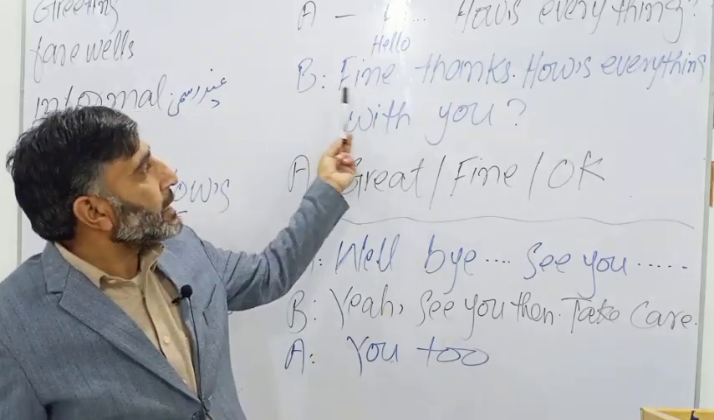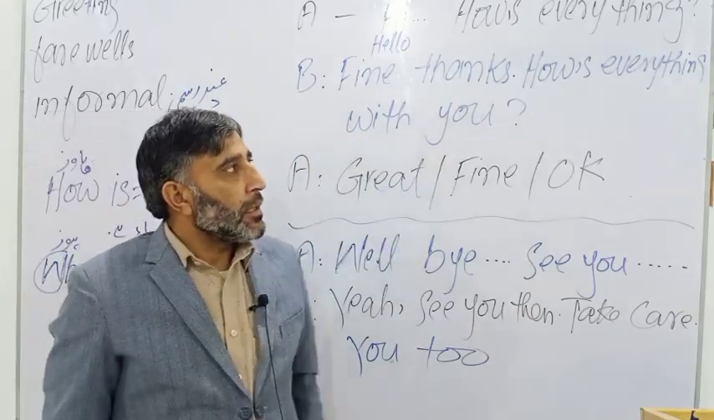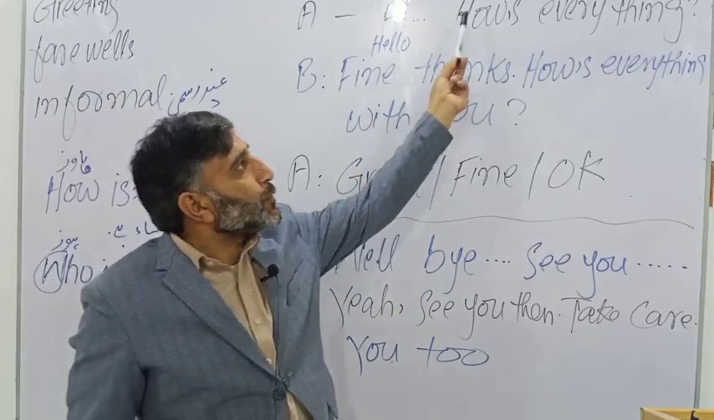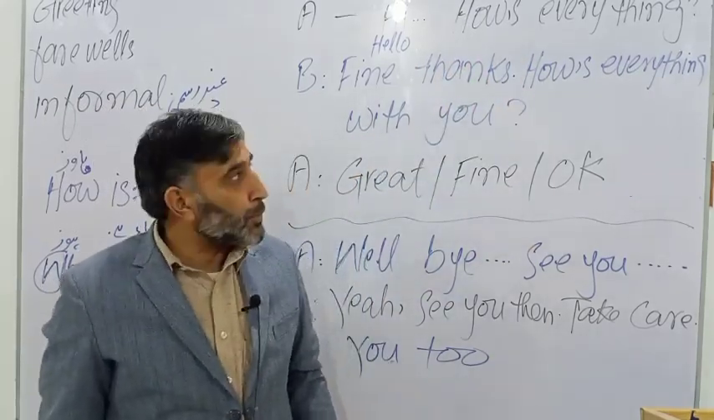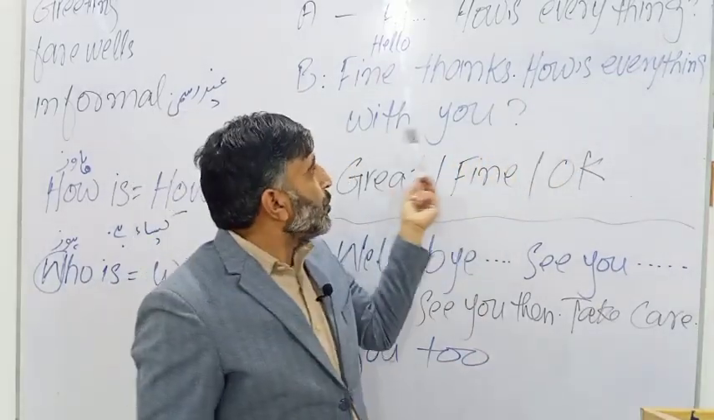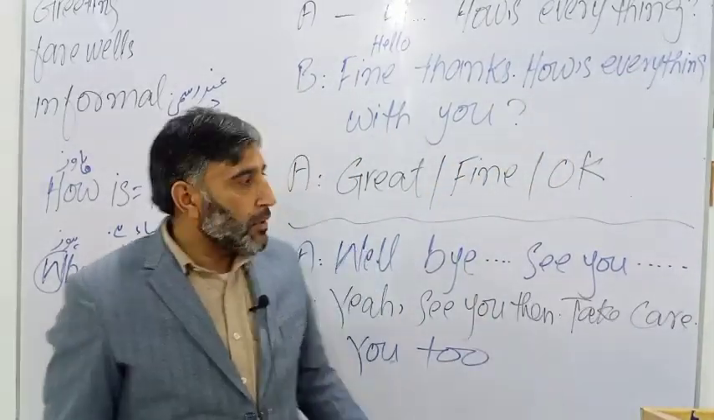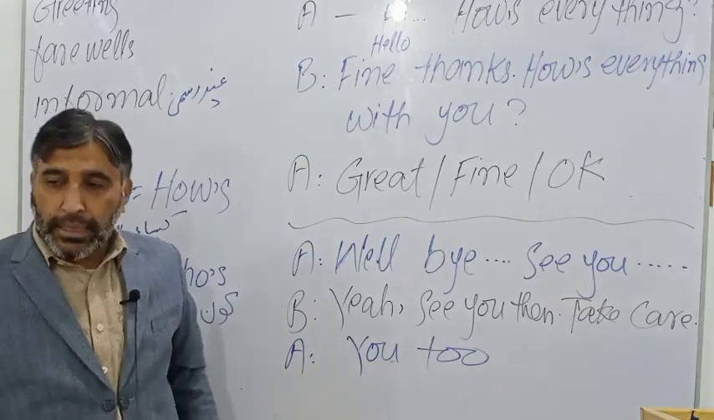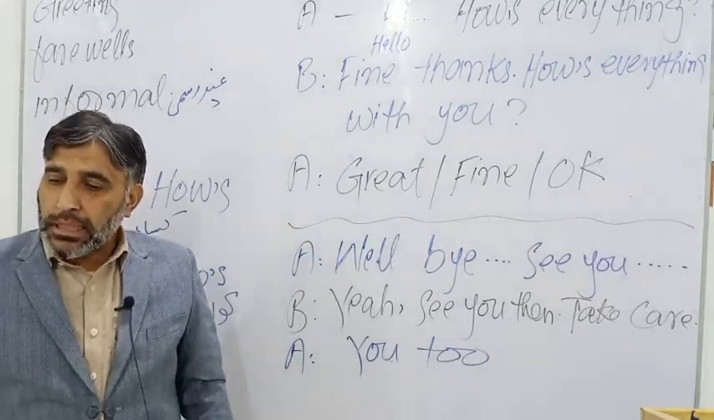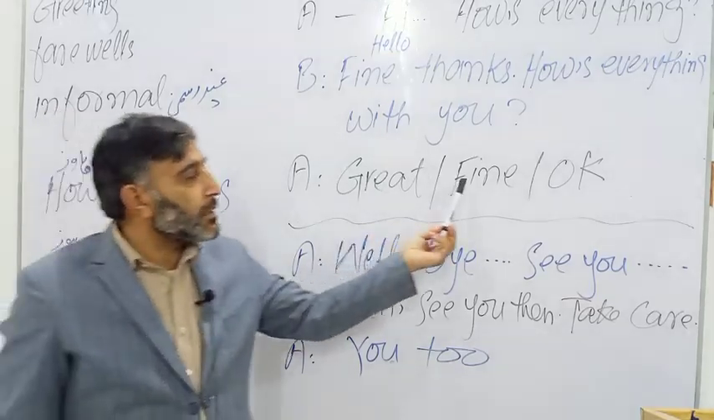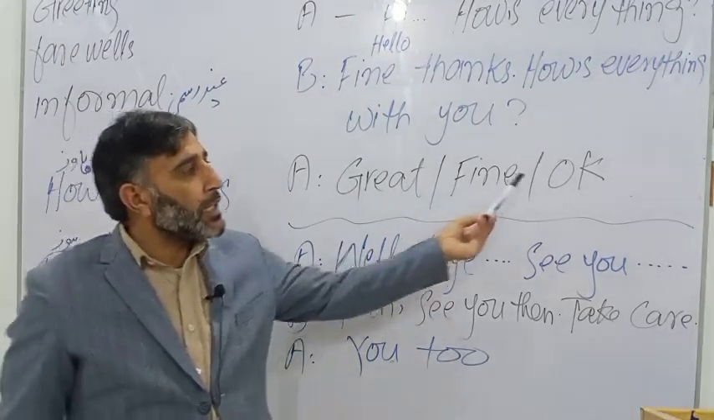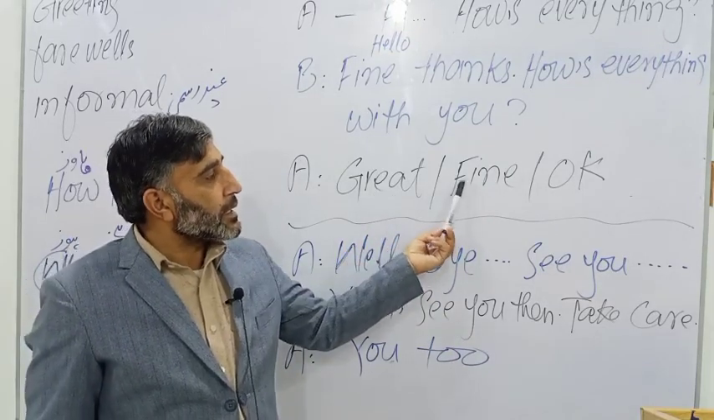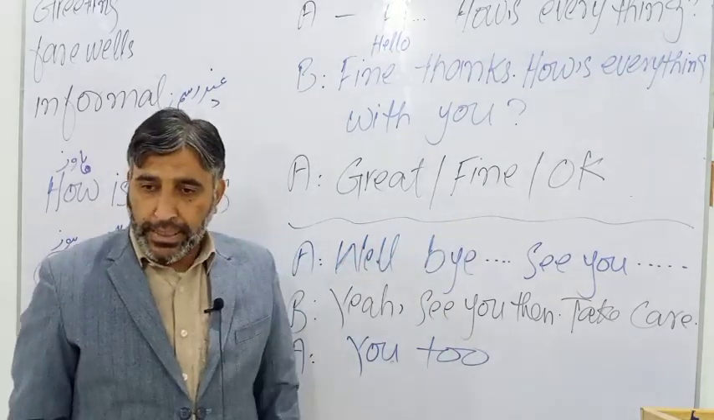So, what will Bilal say then? Fine, thanks. Fine, main to theek hoon. Thanks. Aapka shukriya ke aapne mere halat ke bare mein poocha. How's everything with you? Aapki halat kaise hai? So what will Bilal answer? What will A answer the first person? Great. Means sab kuch zabardast hai. Bahut achhe hai. Fine. Sab kuch achhe hai. Okay. Sab kuch theek hai. Great means bahut achhe. Fine, isse zara kam, aur okay means aam halat par hai.